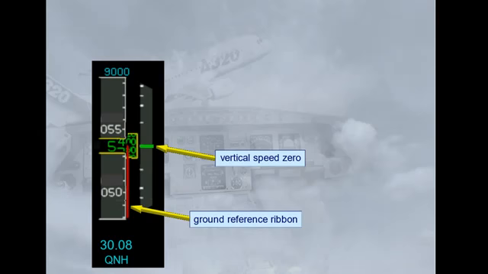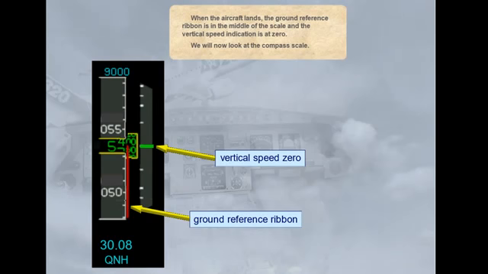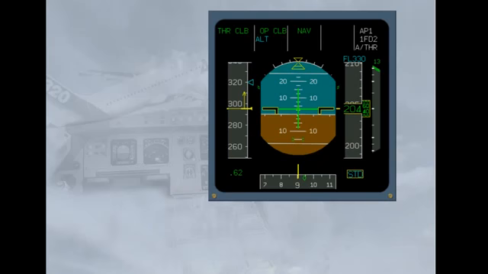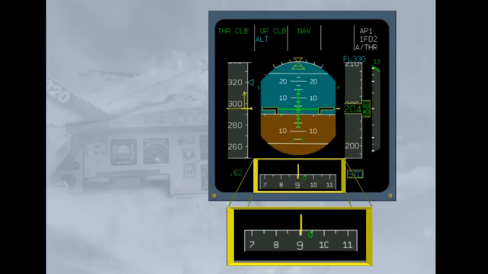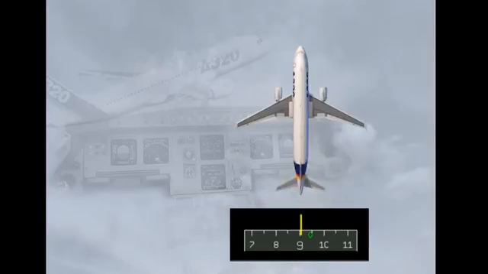We will now look at the compass scale. The compass display is very conventional. The grey scale moves against a fixed yellow line which represents the center line of the aircraft. In the example shown, the aircraft is heading 091 degrees.